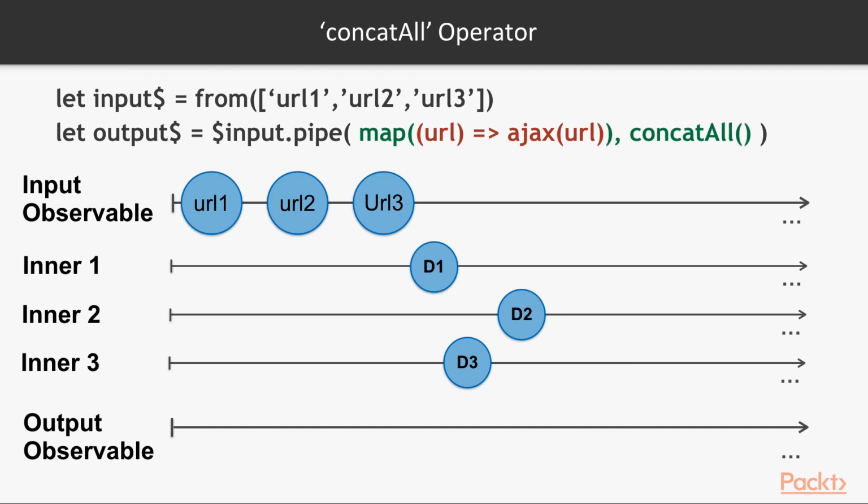Another possibility is concatenation. Concatenation in RxJS means that the order of inner observables' values matters. In our example, say request 3 was responded to earlier than request 2. But since we use concatenation with the concatAll operator, the outer observable will emit the third value only after the second inner observable is completed. To say in common, concatAll concatenates the inner observable values in order.